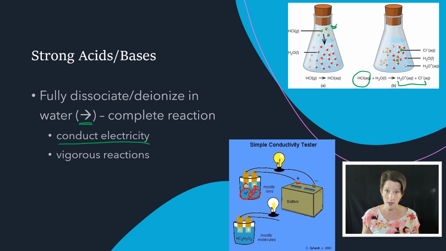Also, because these are complete reactions, we are going to get very vigorous reactions. There's going to be a lot more bubbling, gas production, just overall strength because of the amount of ions that are available for those reactions, which is what makes strong acids and bases dangerous, especially to living forms if they are to interact with biological tissues, because they would overreact with said tissues.